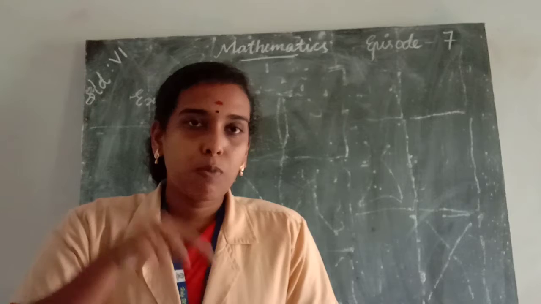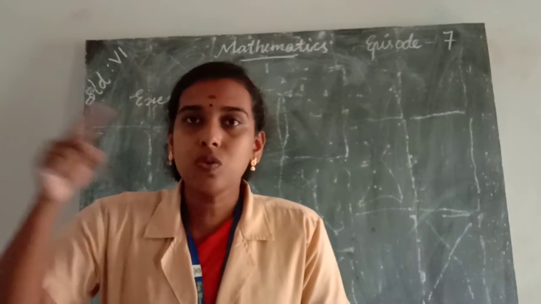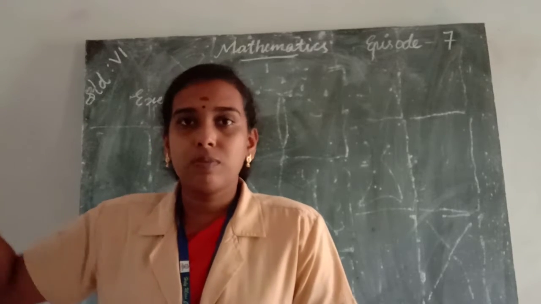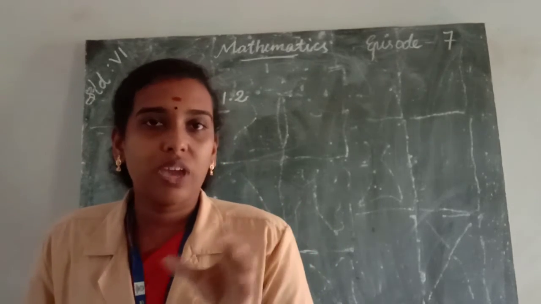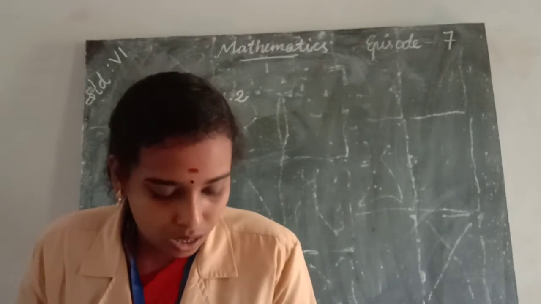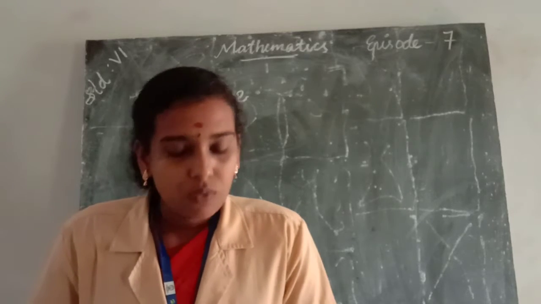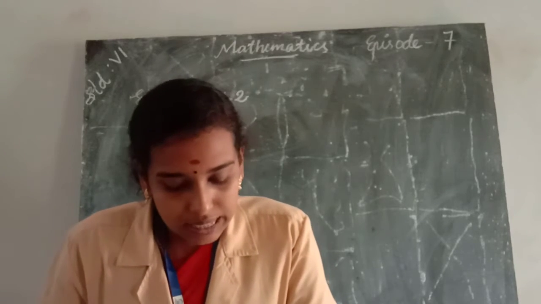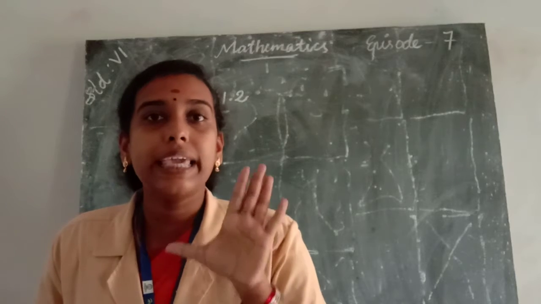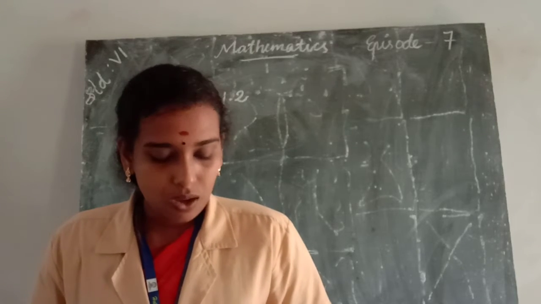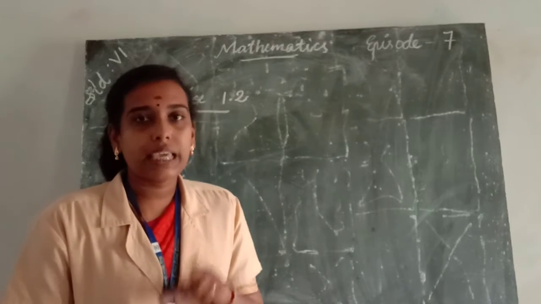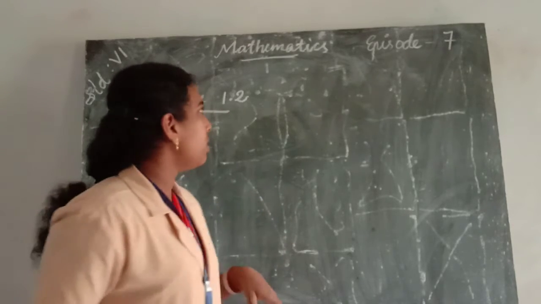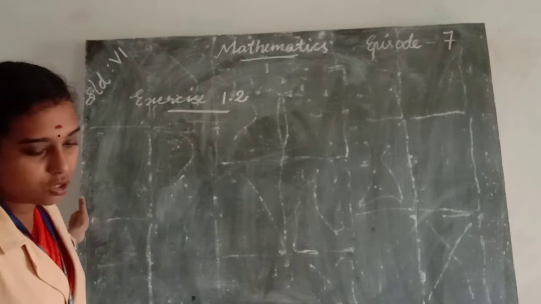She walks in the morning from her house to school and in the evening from school to house. So she walks both ways in one day. And we want to find the total distance covered by her in 6 days. For finding that, we want to write the steps.